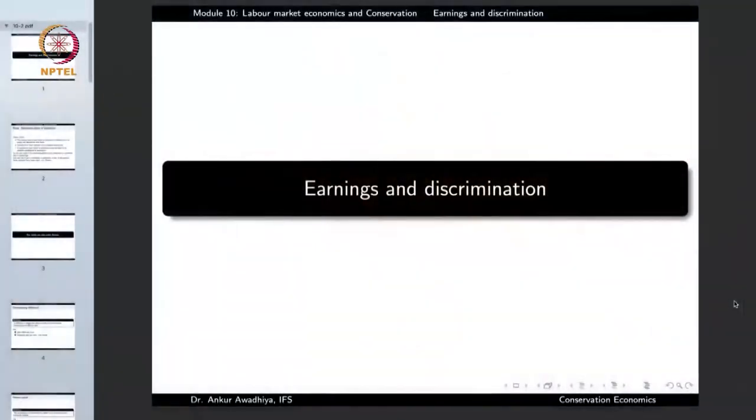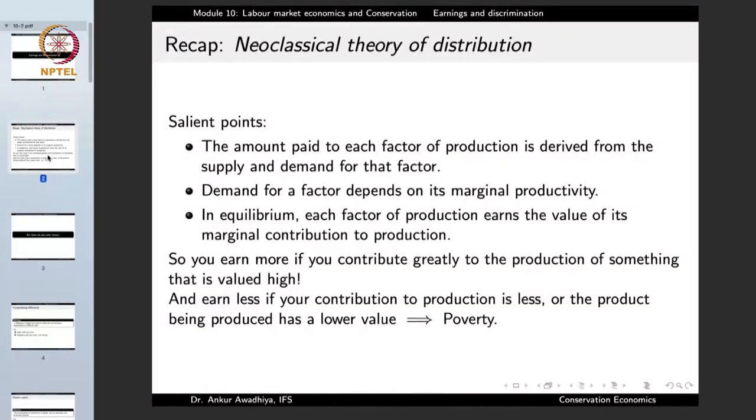Namaste. We carry forward our discussion on labor market economics and conservation, and in this lecture we'll have a look at earnings and discrimination. Now before we begin, let us recap what we had observed in the previous lecture.